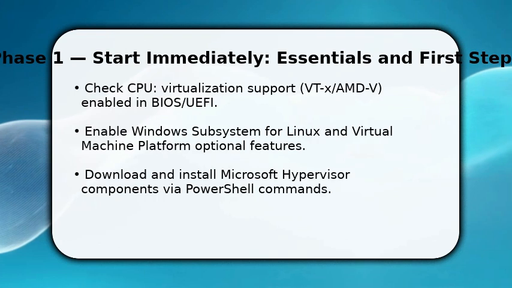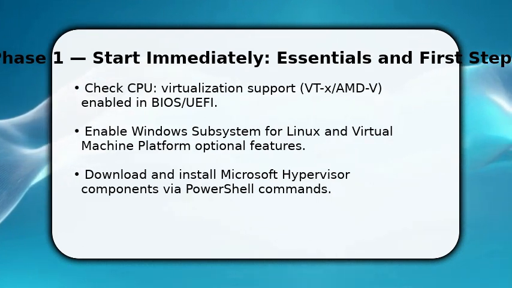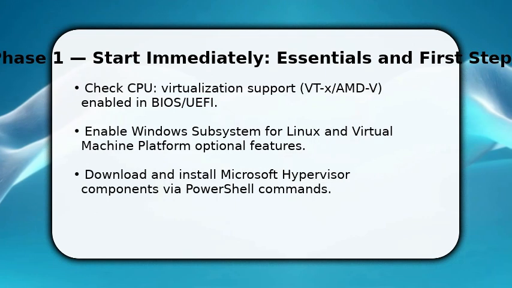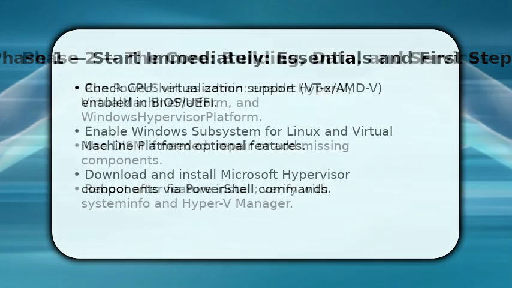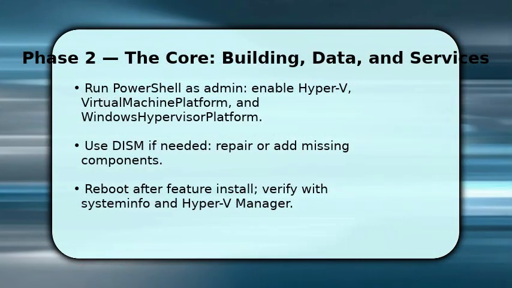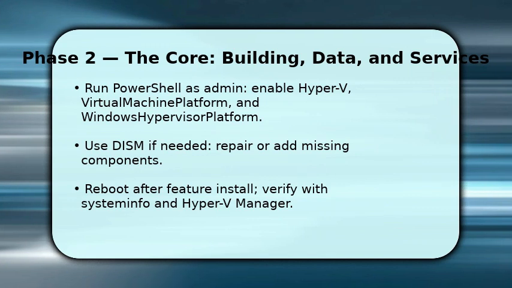Make sure you're an administrator, and note that Windows 11 Home requires extra steps to get Hyper-V-compatible services active. Follow these precise commands next to install the Hyper-V packages. Now install Hyper-V components explicitly. Open PowerShell as administrator and execute Enable-WindowsOptionalFeature for Hyper-V, Virtual Machine Platform, and Windows Hypervisor Platform.